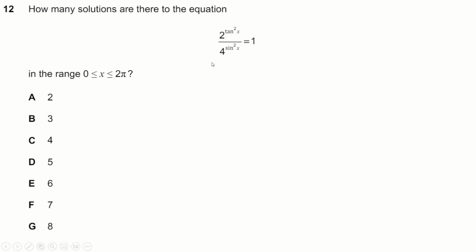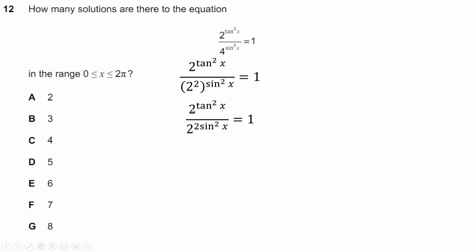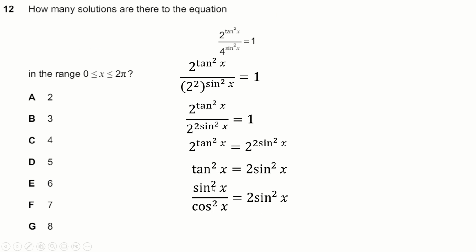For number 12, of course, write this 2 as 2 squared first, and then you can multiply out this bracket by just timesing. Now, of course, we just need this to equal this if the ratio between them is 1. And now, of course, we just need tan squared to equal 2 sine squared. Tan squared is sine squared over cos squared. And now we can cancel the sine squareds as long as we say sine squared of x equals 0 is a solution, which it could be.